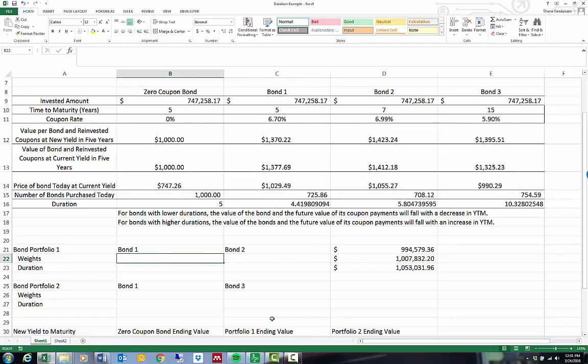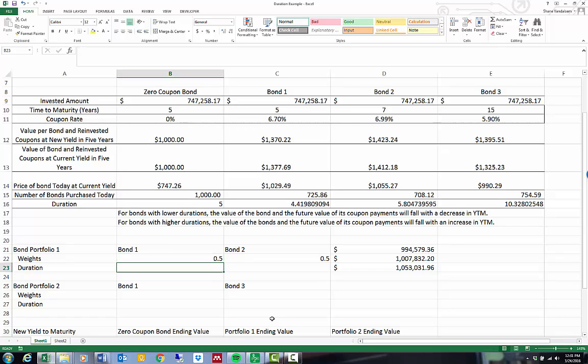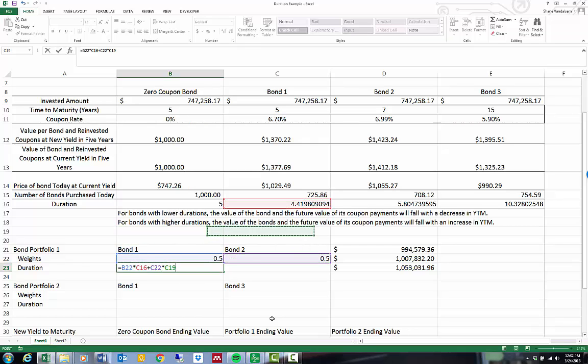In the first case, we're going to create a bond portfolio of bond 1 and bond 2. What I'm going to put in this cell here is just 0.5. And for bond 2, the weight is going to be equal to 1 minus whatever I have in bond 1, so our weights will always sum to 1. That's the key here. The duration of our portfolio will be equal to the weight in bond 1 multiplied by the duration of bond 1, plus the weight in bond 2 multiplied by the duration of bond 2.